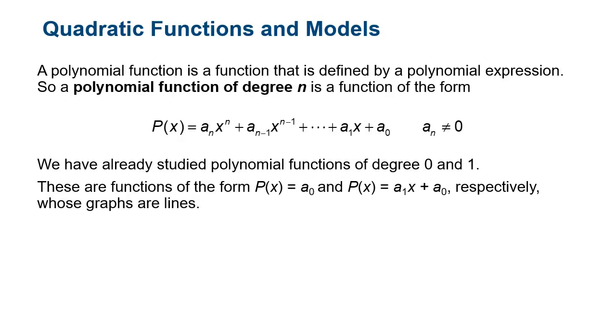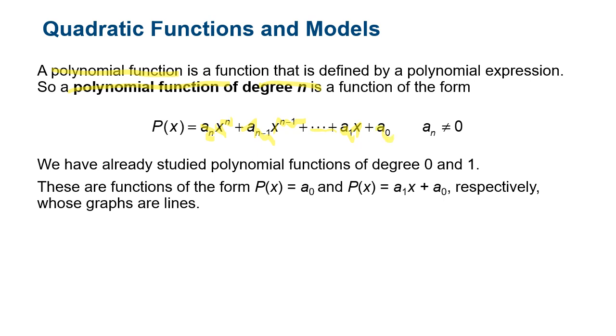Quadratic functions are really the start of us learning about something called a polynomial function. So let's first talk about a polynomial function. A polynomial function is defined by a polynomial expression. A polynomial function of degree n can be written in the form here: a sub n, x to the n, plus a sub n minus 1, x to the n minus 1, plus possibly a bunch of other terms all the way down to a sub 1, x to the first, and then a sub 0.